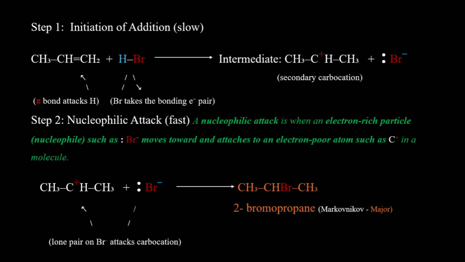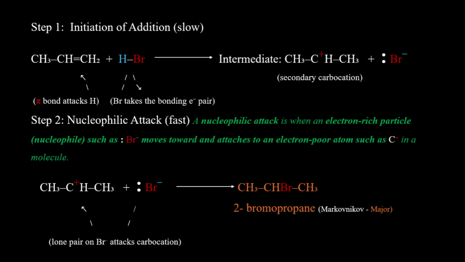Step 1. Initiation, slow step. The pi bond of propene attacks the hydrogen of HBr. The hydrogen adds to the end carbon, and the bromine takes the electron pair, leaving as bromide ion. This forms a secondary carbocation on the middle carbon. This is the slower, rate-determining step.